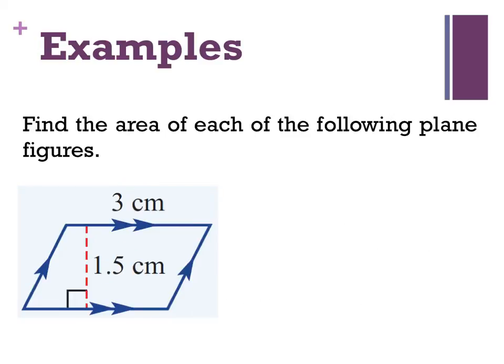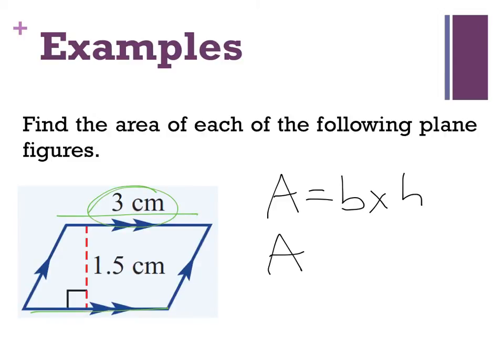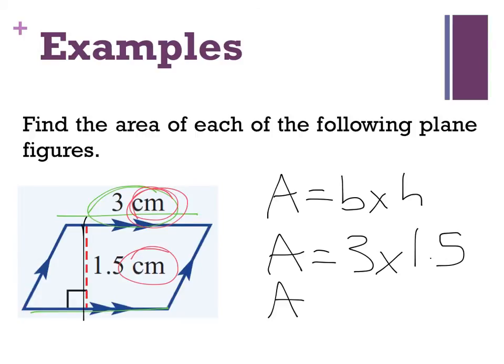Next example, find the areas of the following plane figures, okay? This here is a parallelogram. The area of a parallelogram is base times height. So area equals base times height. My base is whatever's going along here or along here. That's 3 centimetres. So area equals 3. My perpendicular height is 1.5. 3 times 1.5. They're both in centimetres, so I don't have to convert them. Area equals 4.5 centimetres squared.